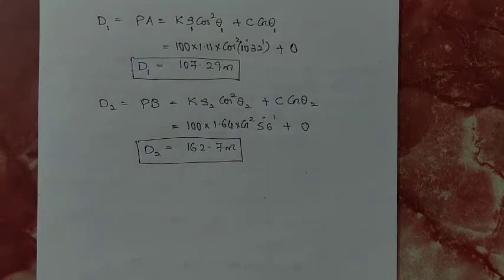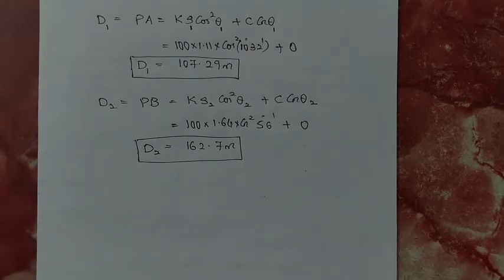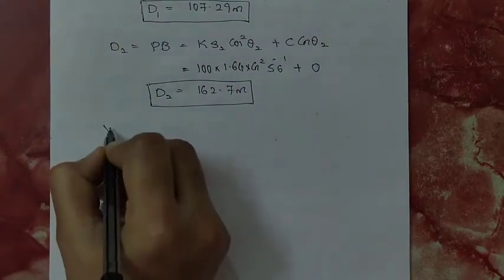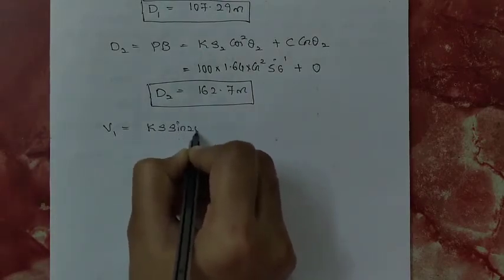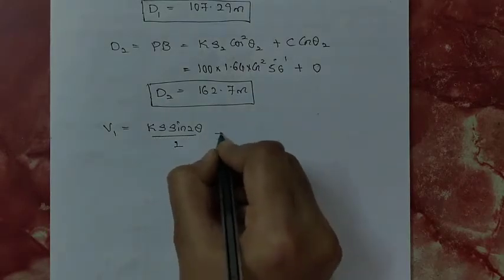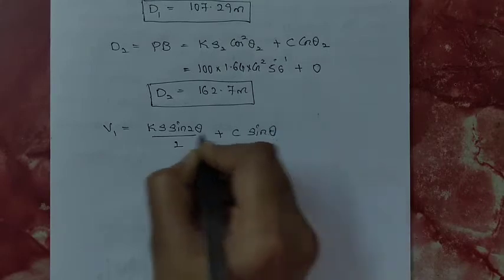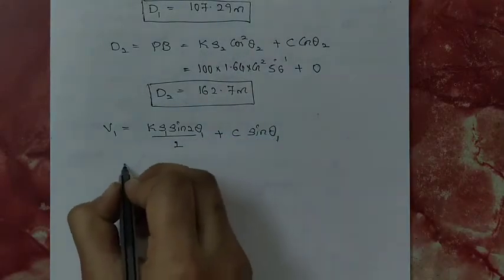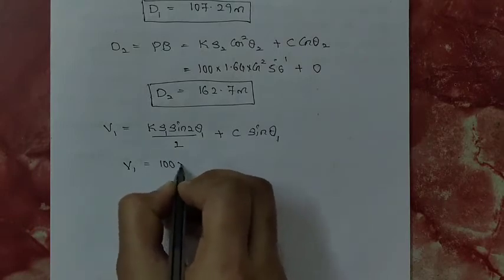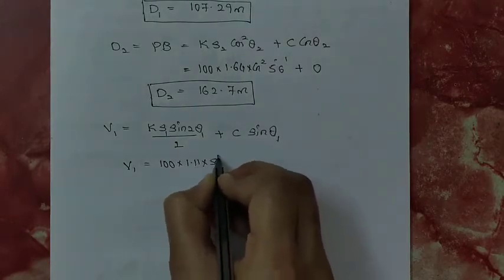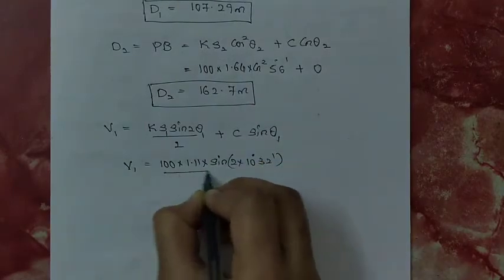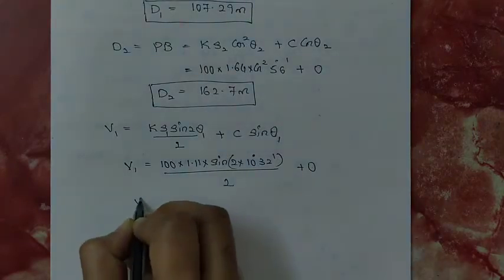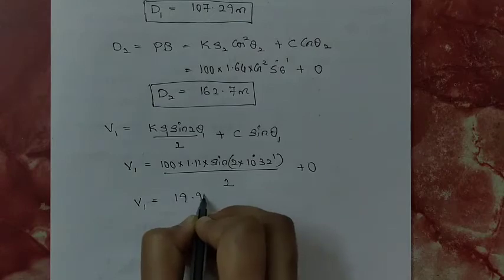Next, you need to calculate the vertical components, that is V1 and V2. Okay. Vertical component V1 will be equal to K S sine 2 theta divided by 2 plus C into sine theta. It is the first observation. Then substitute the value. K is 100 and S1 is 1.11 into sine of 2 into theta value, it is 10 degree 32 minutes, divided by 2. C value will be 0. Then V1 you will get as 19.94 meter.